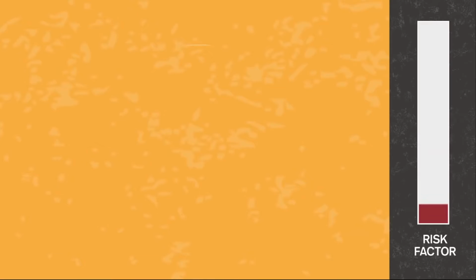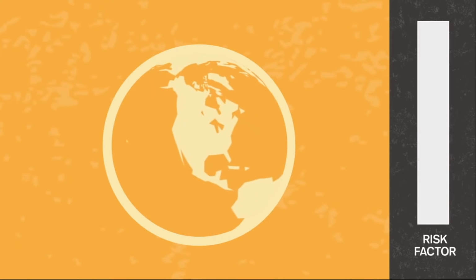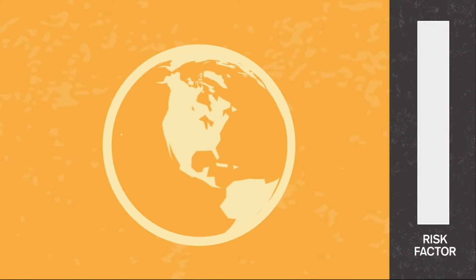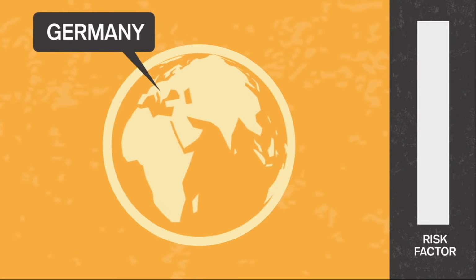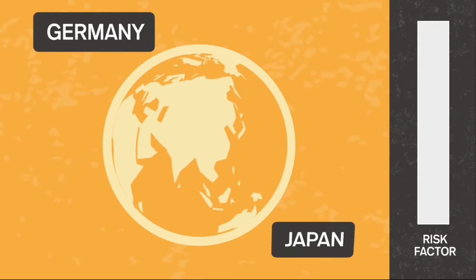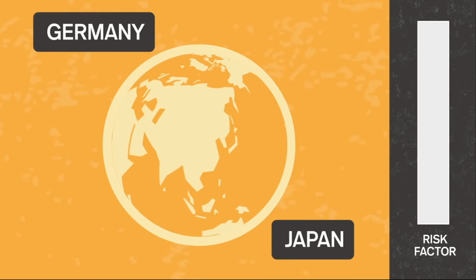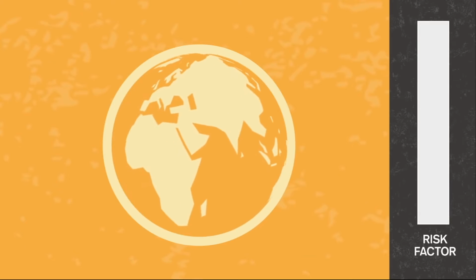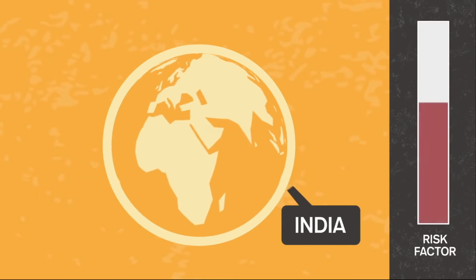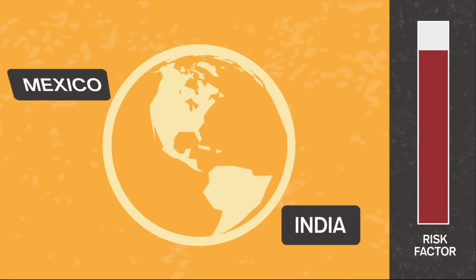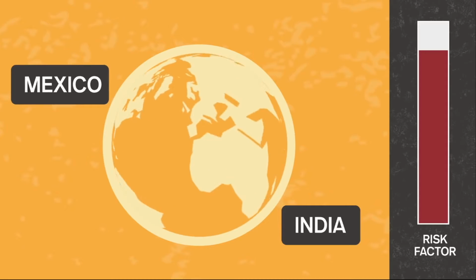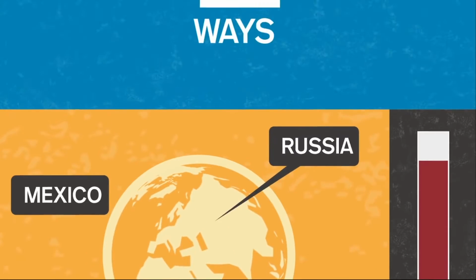Then there's international stock, ownership in companies located in developed nations outside the U.S., like BMW in Germany and Sony in Japan. They carry about the same level of risk as U.S.-based large cap stocks. The highest level of risk is found with emerging market stock. This is stock in companies located in developing nations like India, Mexico, and Russia.